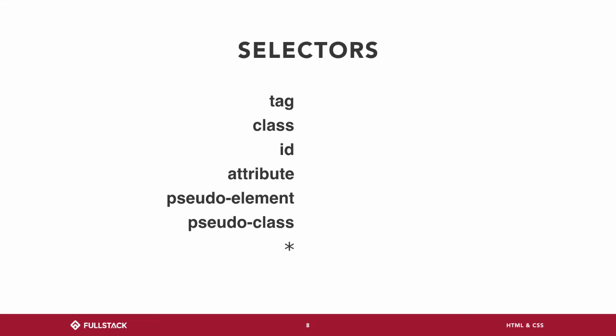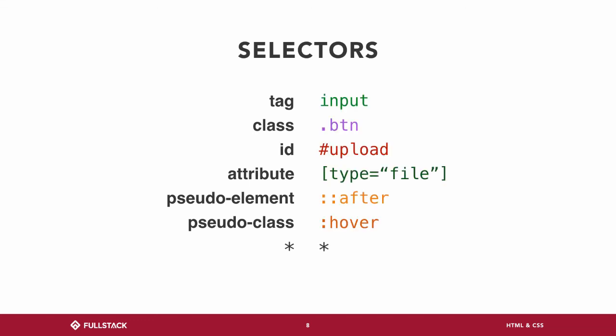So let's talk about selectors in a bit more detail. There's a number of different selectors that we could have. We could have tags, classes, IDs, attributes, pseudo elements, and also pseudo classes, as well as one that matches everything. So again, it's important to know how these selectors work. So here are examples of each of these selectors, and obviously you could have combinations of these things.